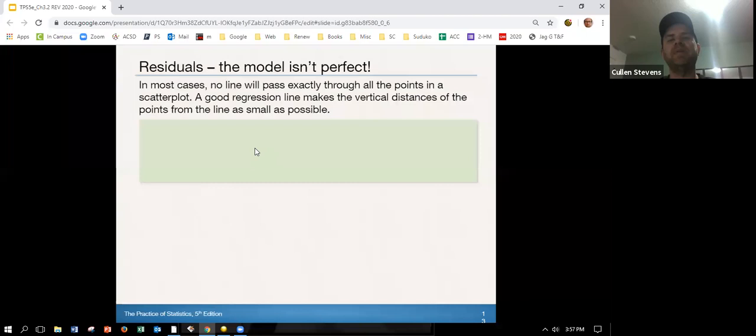So let's continue on into section 3.2. The next thing we want to talk about is residuals. Okay, the model isn't perfect. A lot of times, unless we have a data set that makes a straight line, we're going to have something that's going to be off. We're going to have some little bits of error here and there.